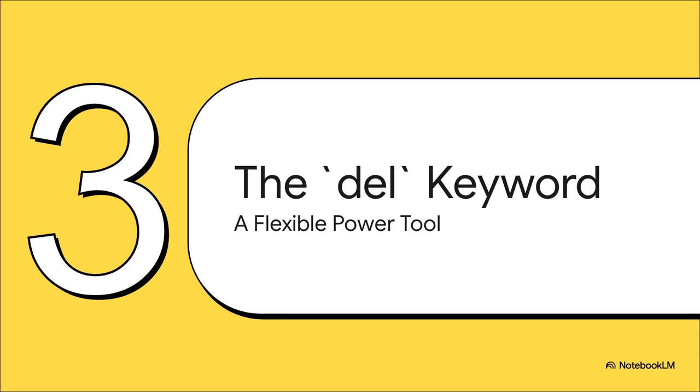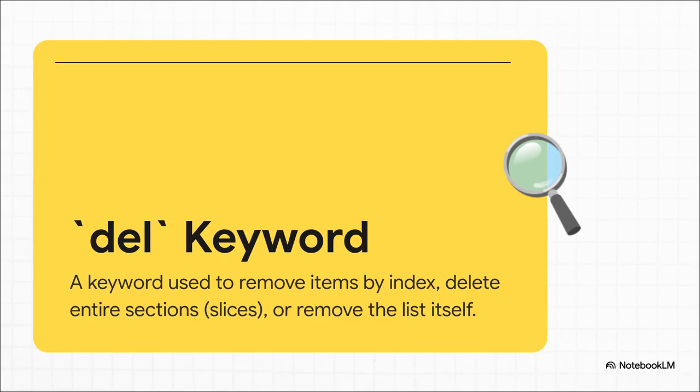Okay, so we've seen methods that work by value and by position. Now let's talk about a real power tool, the del keyword. And that word keyword is important. It means del isn't a method you call on a list. It's a fundamental command in the Python language itself, and it is incredibly flexible. So del, which is short for delete, can do a lot. Just like pop, it can remove an item by its index. But it can also do way more, like removing a whole chunk of items at once, what we call a slice. It can even delete the entire list variable right out of your computer's memory.